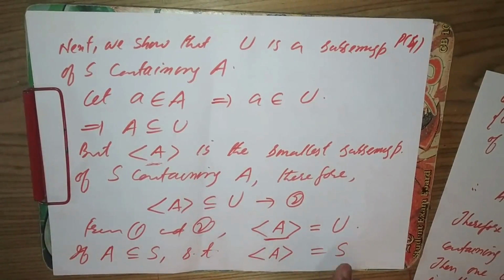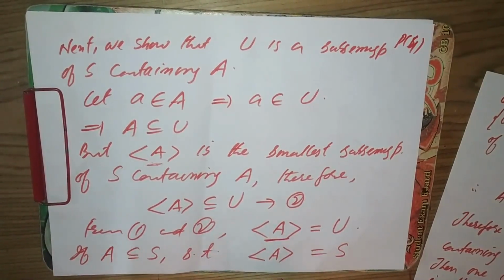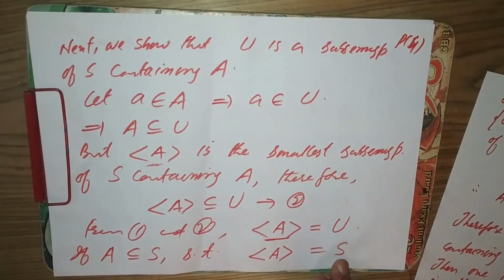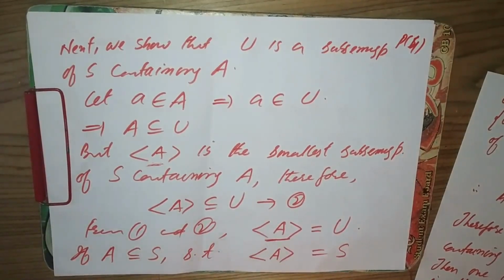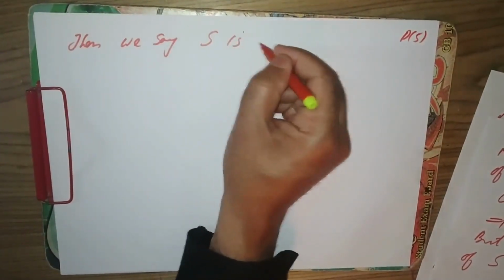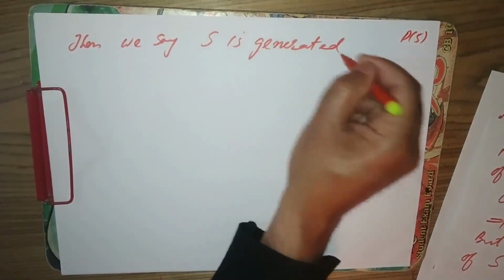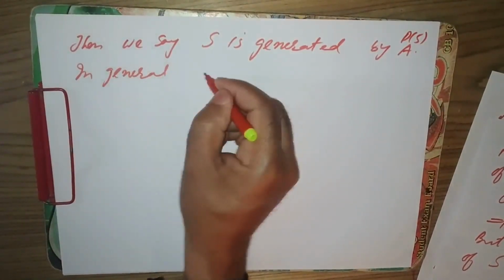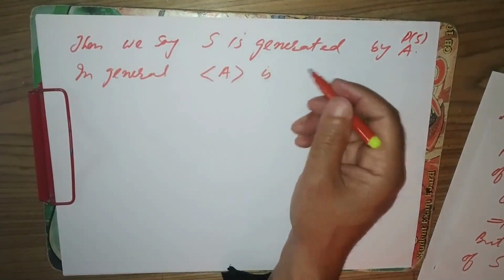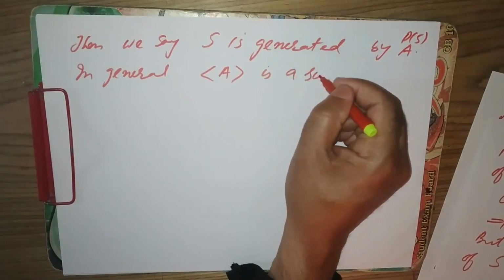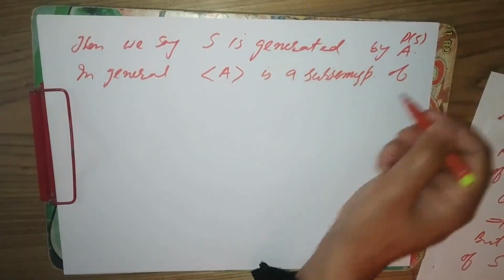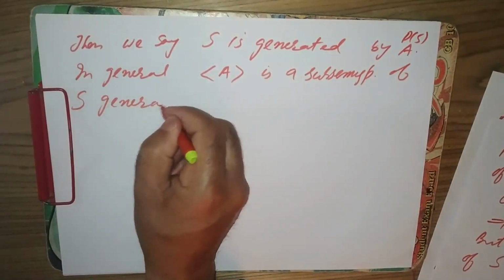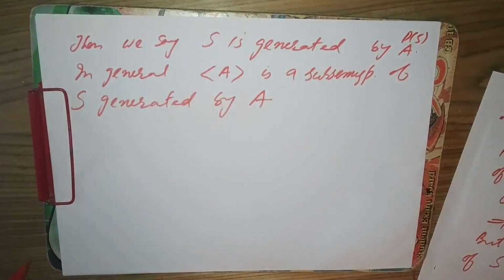Now, in case A is a subset of S such that the smallest subsemigroup containing A is equal to S, then we say S is generated by A, because S is equal to the subsemigroup generated by A. In general, this notation denotes the subsemigroup of S generated by A. So in case it is equal to whole S, then we say S is generated by A.